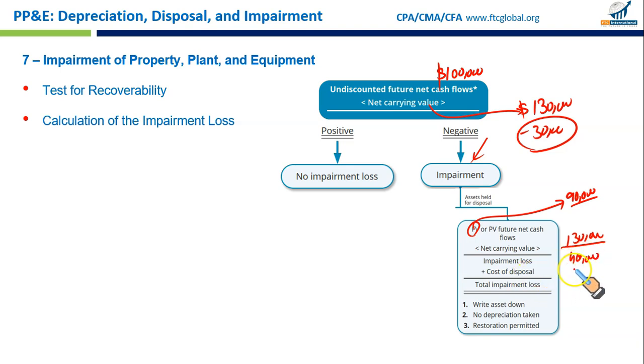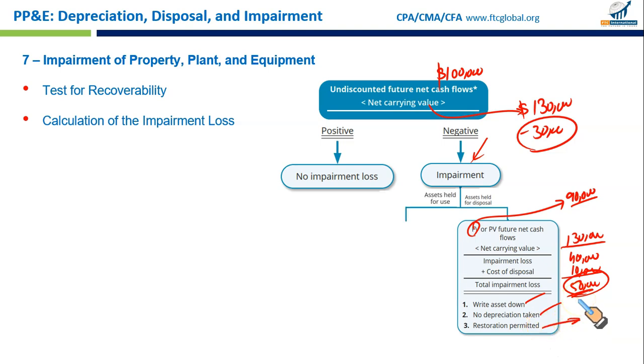To this we add the cost of disposal, let's say $10,000. So the total impairment loss we charge is $50,000. This loss writes down the asset. No depreciation is taken for it. If the fair value or the present value of future cash flows subsequently goes up, restoration is permitted. You can reverse the loss.